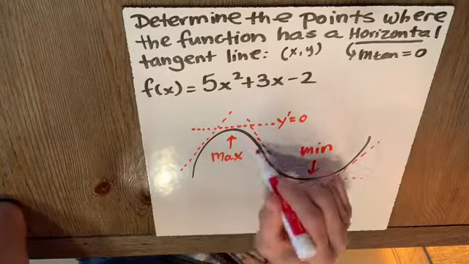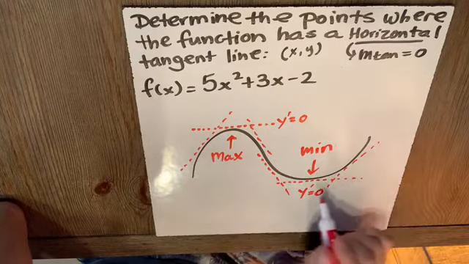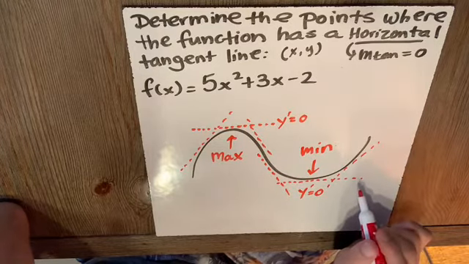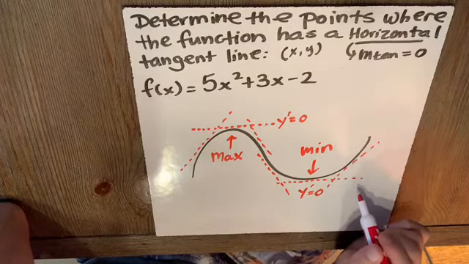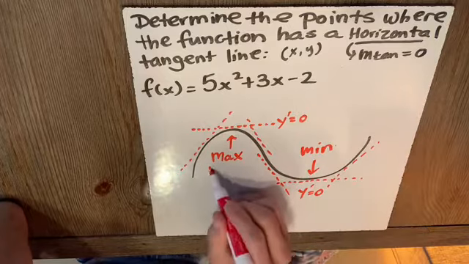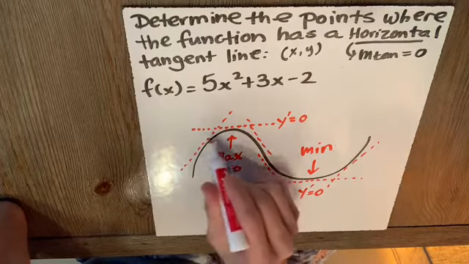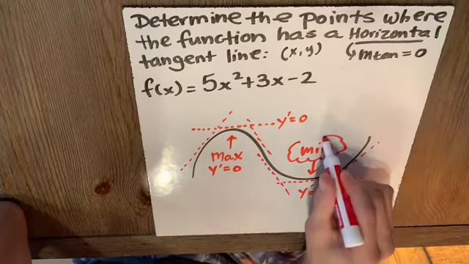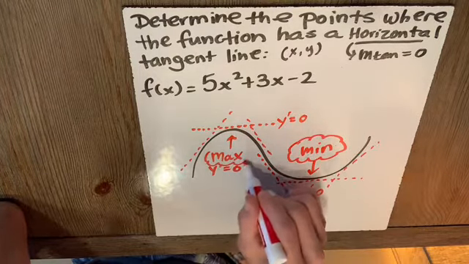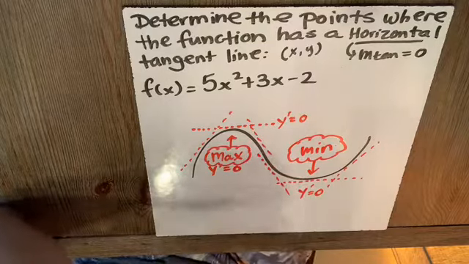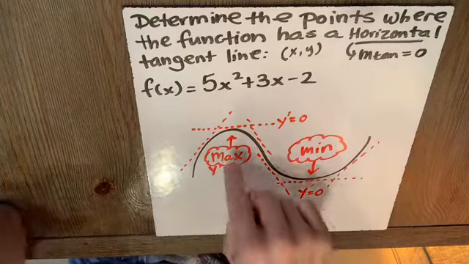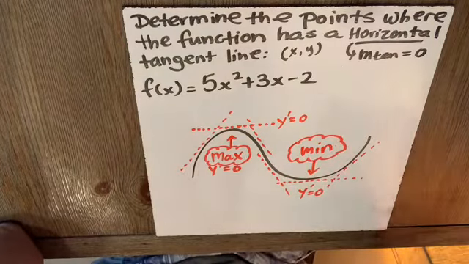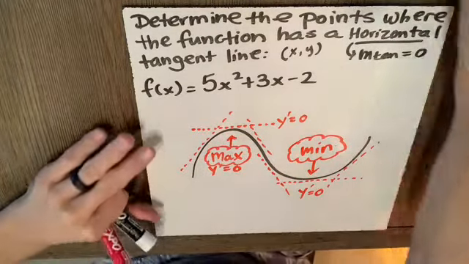So at the top of the mountain or the bottom of the valley, we're going to have a slope of our tangent line. That's such a mouthful. Can I just say derivative or y prime? Our y prime will equal zero at the max point or the min point. And you can see now we're getting into something very useful mathematically. If you have a graph and you're looking for the highest point or the lowest point, we can find that by setting our derivative equal to zero.